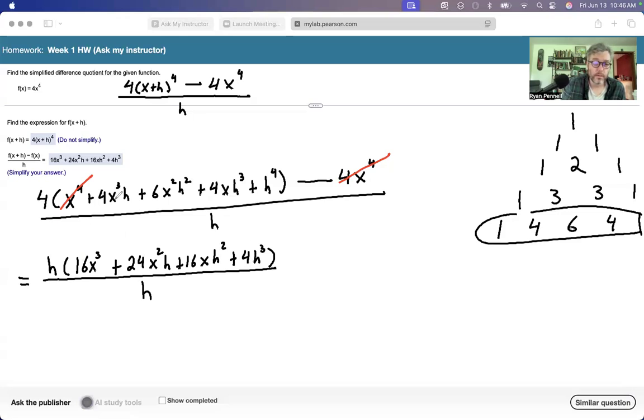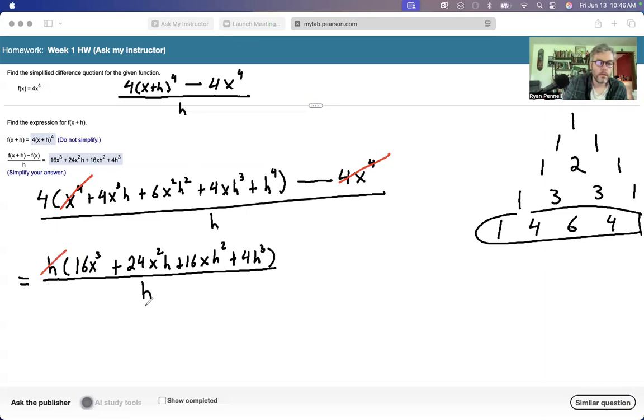Let's see if I agree with myself. x cubed, take the h out. 4 times 4 is 16, that looks good. 4 times 6 is 24, x squared, h, yep. 4 times 4 is 16, x, h squared, yep. And 4 times 1 is 4. So that should be right.